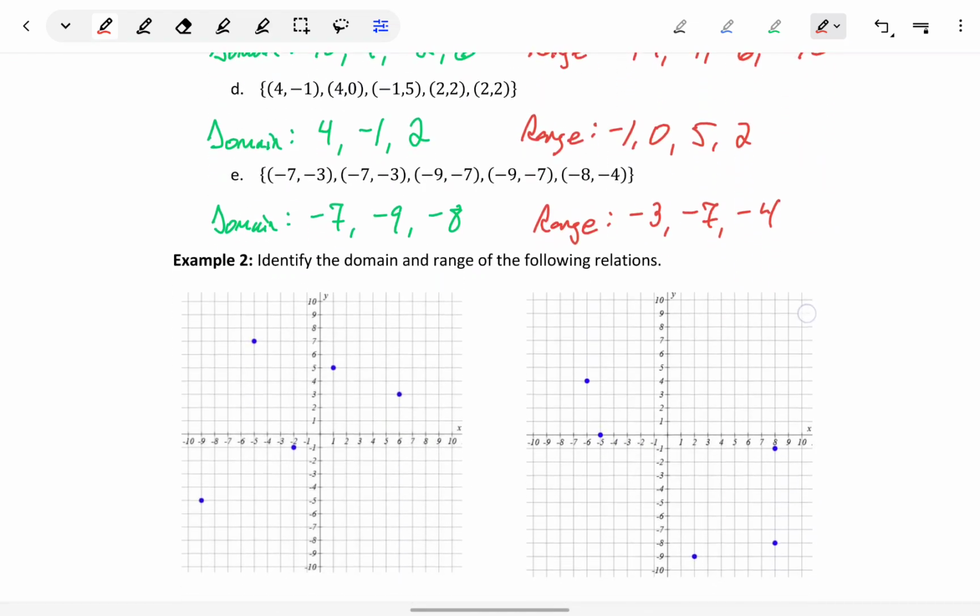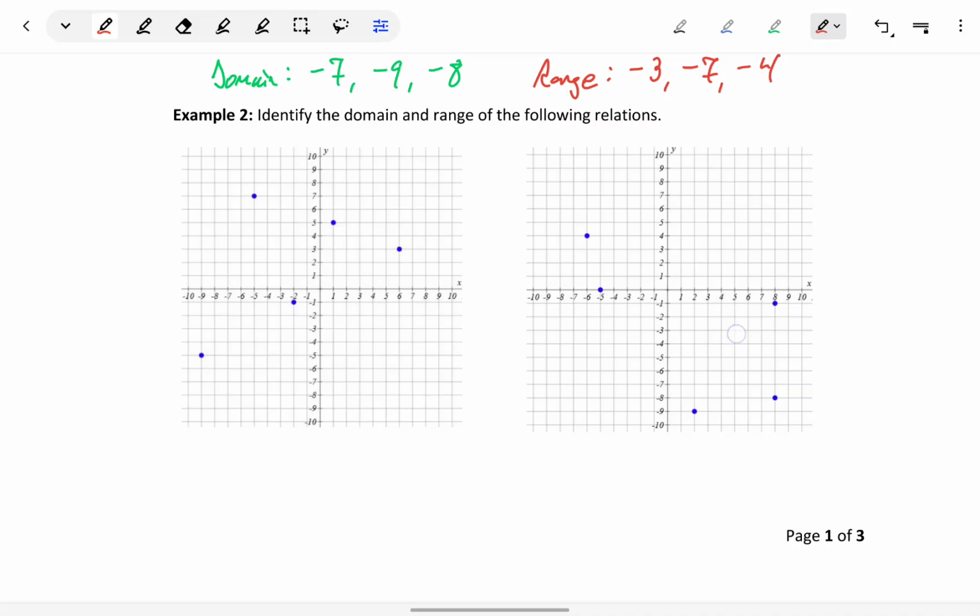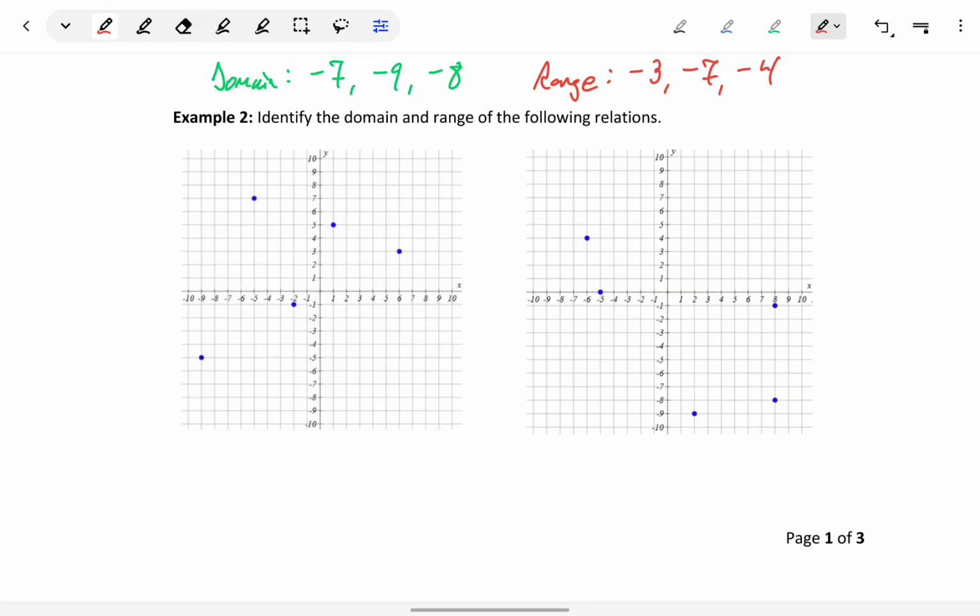There are different ways to represent a relation. In example 1, we had a list of coordinate pairs grouped together. We could also have a group of points on a coordinate plane. So now what we want to do in example 2 is identify the domain and range for each of these relations. To do that, we just look at each point and identify its x coordinate.